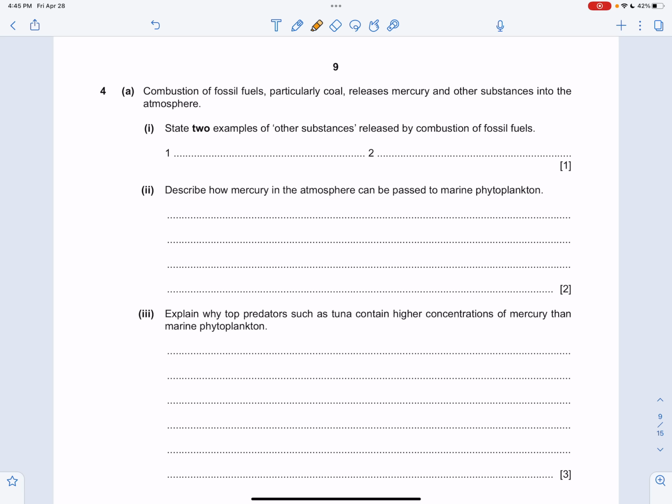But burning of fossil fuels, coal, for example, will release mercury and other substances into the atmosphere. State 2 other examples of other substances released by combustion of fossil fuels. There's a whole bunch you can include. So CO2, methane, nitrous oxide, water vapor, obviously, sulfur dioxide, carbon monoxide.